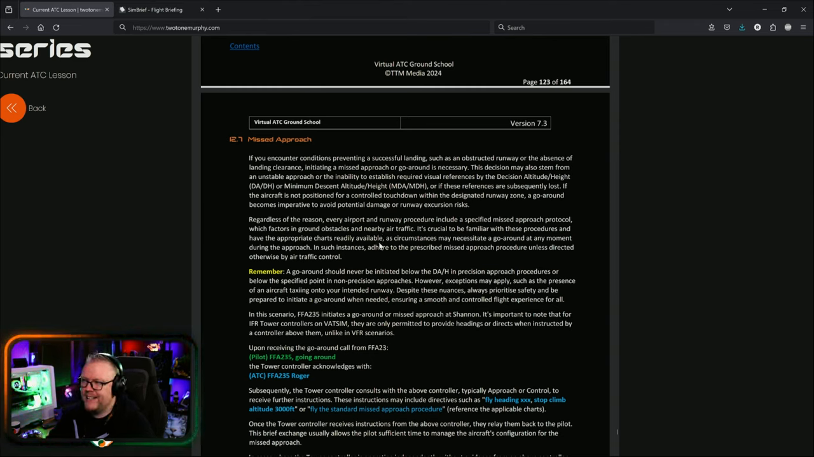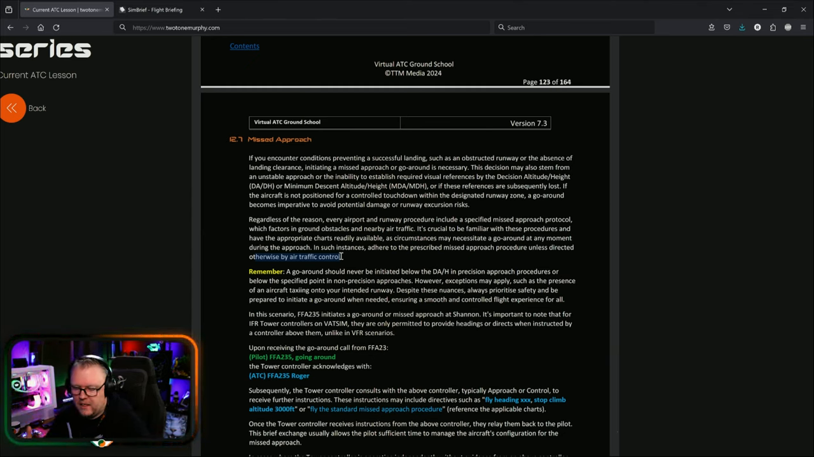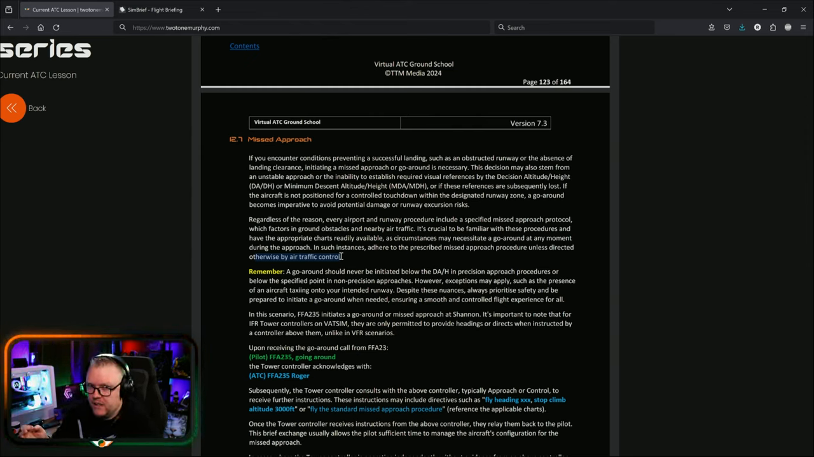As circumstances may necessitate a go-around at any moment during the approach, in such instances, adhere to the prescribed missed approach procedure unless directed otherwise by air traffic control. This is a very important lesson to go over. Now, again, like everything on this course, we focus on the communication. Your ability to understand how to read the charts and fly your aircraft, well, that has to be at a certain level, but we certainly have plenty of room for the revision, right? So we're going to do some revision.